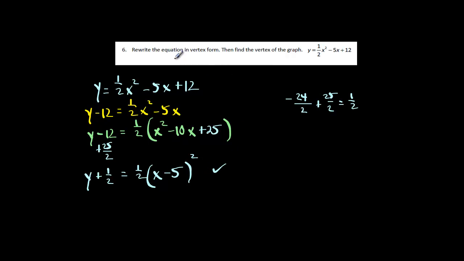This is the equation in vertex form, and they want you to find the vertex. So the vertex is going to be the opposite of what you see here, comma, the opposite of what you see here. So that's the vertex.